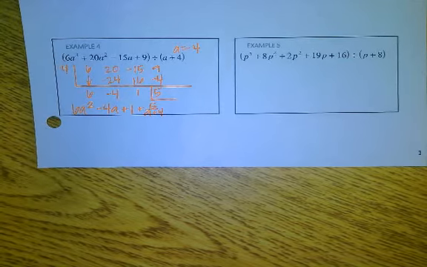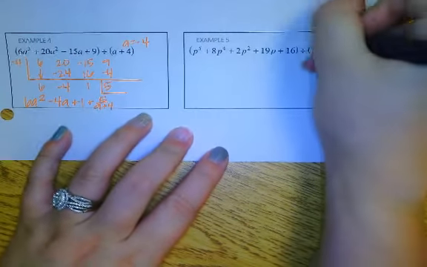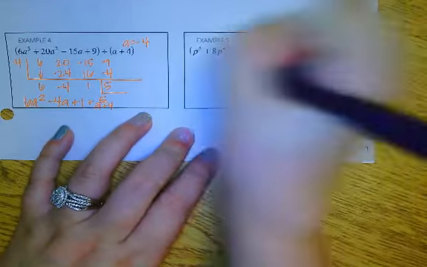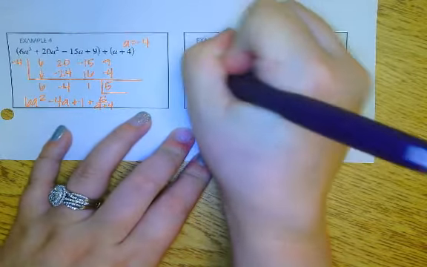Moving right along then. Example 5. What's going on the outside? -8. Alright, are we in standard form? Yes. Are we missing terms though? Yes. Okay, which one? P cubed. So I need to make sure that I have a 0 in the place of P cubed. Okay, so I'm going to have 1, 8, 0, 2, 19, 16.